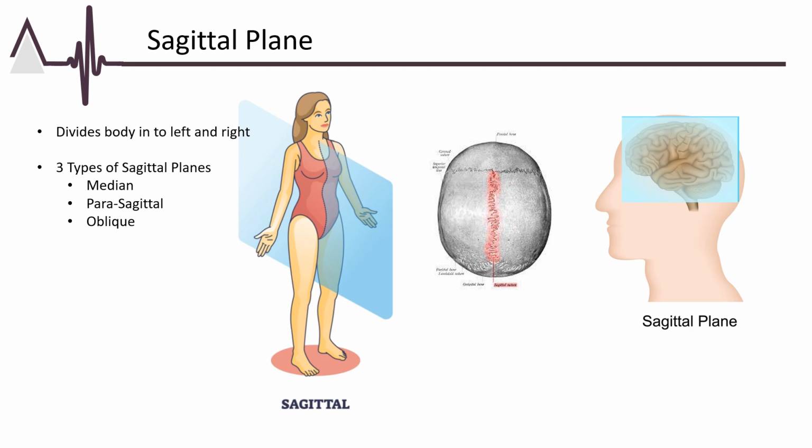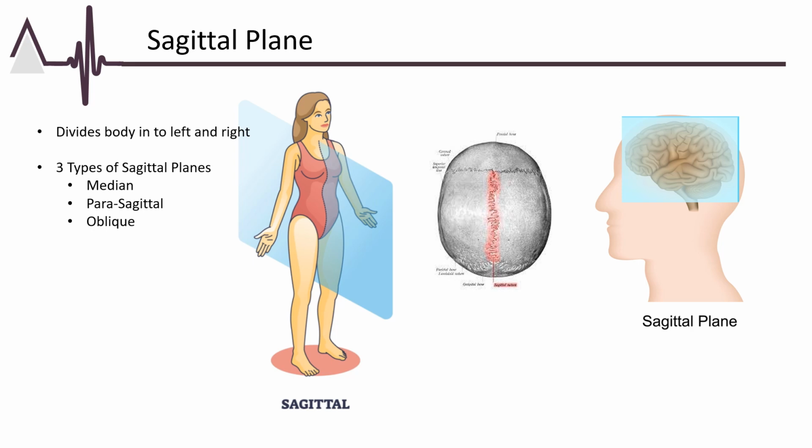The first is the median. This is the sagittal plane that runs along the midline of the body, dividing it into two equal left and right halves. The median sagittal plane divides the body into symmetrical halves, and it's the plane of symmetry for the body. Second is the parasagittal plane. These are sagittal planes that are parallel to the median sagittal plane but off-center. Parasagittal planes divide the body into unequal left and right portions.